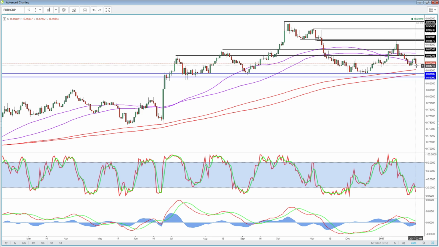If we break through those 84.75, you may look at this and think, well, that looks a bit like a head and shoulders to me, and that is understandable. The problem I have with this is it's not really in an uptrend.